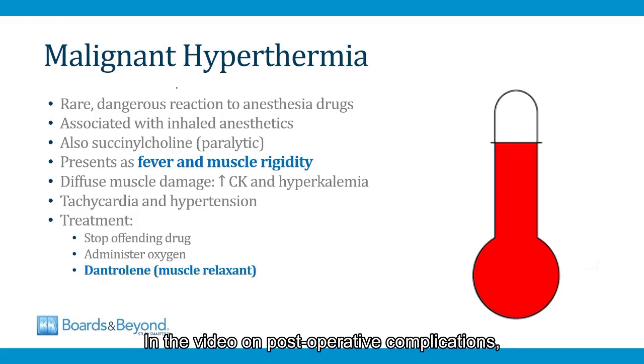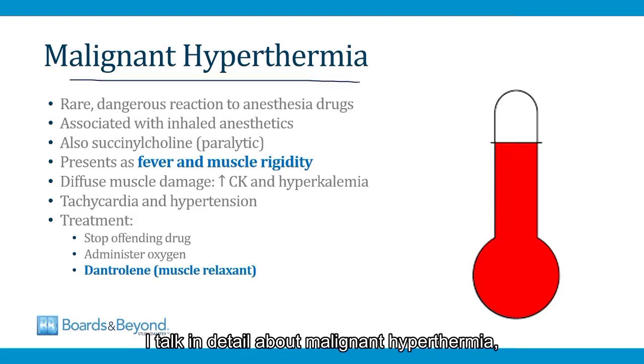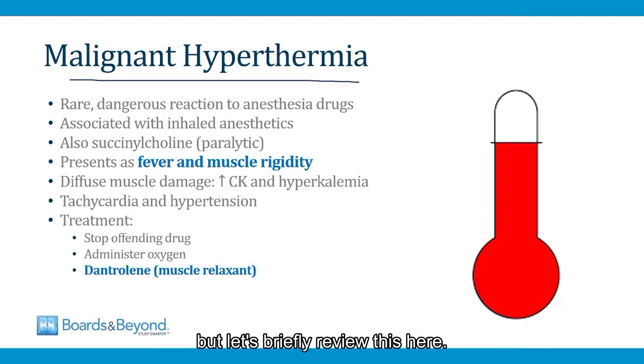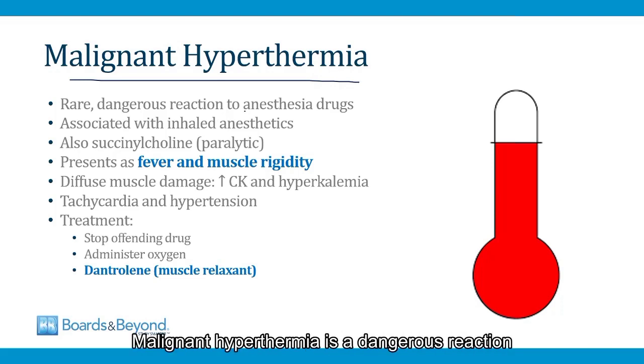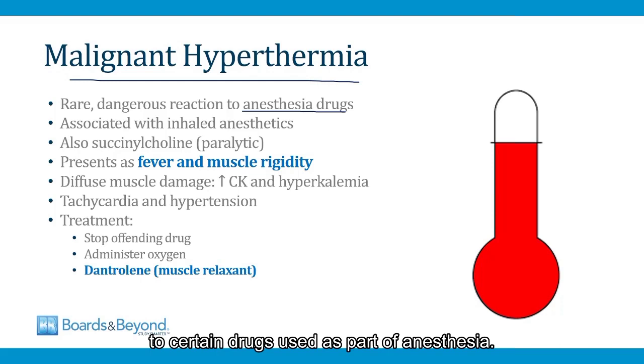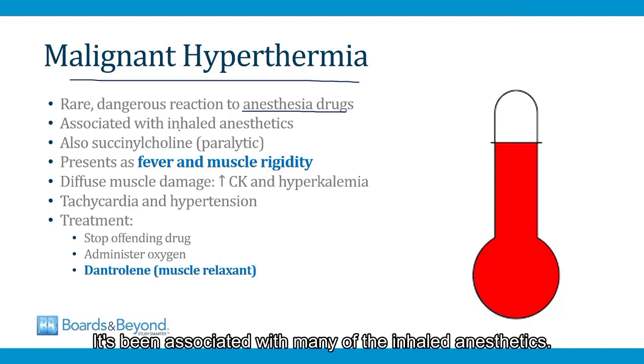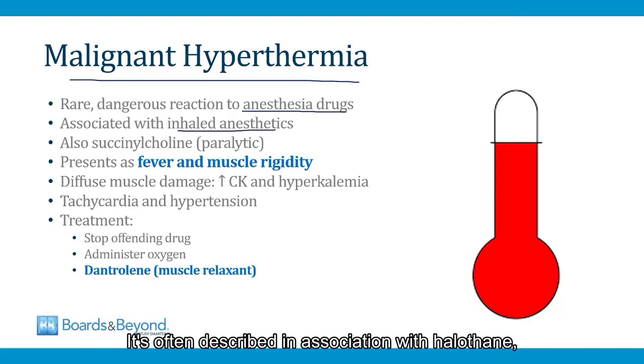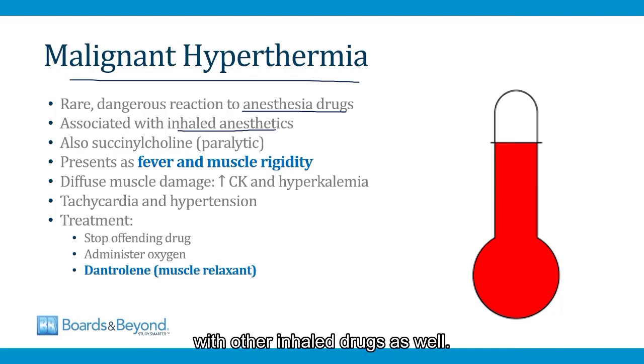In the video on postoperative complications, I talk in detail about malignant hyperthermia, but let's briefly review this here. Malignant hyperthermia is a dangerous reaction to certain drugs used as part of anesthesia. It's been associated with many of the inhaled anesthetics. It's often described in association with halothane, but it can occur in association with other inhaled drugs as well. Besides the inhaled drugs, malignant hyperthermia can also happen in response to succinylcholine, which is a paralytic agent that I talk about in another video.